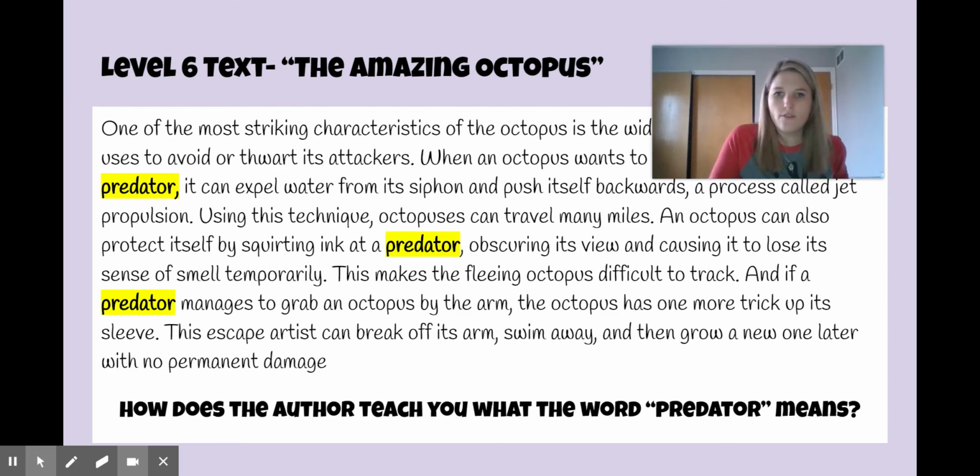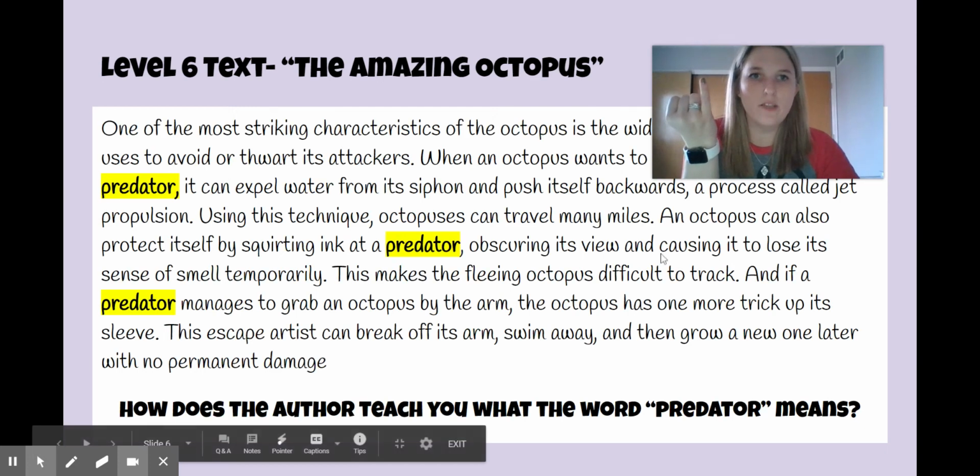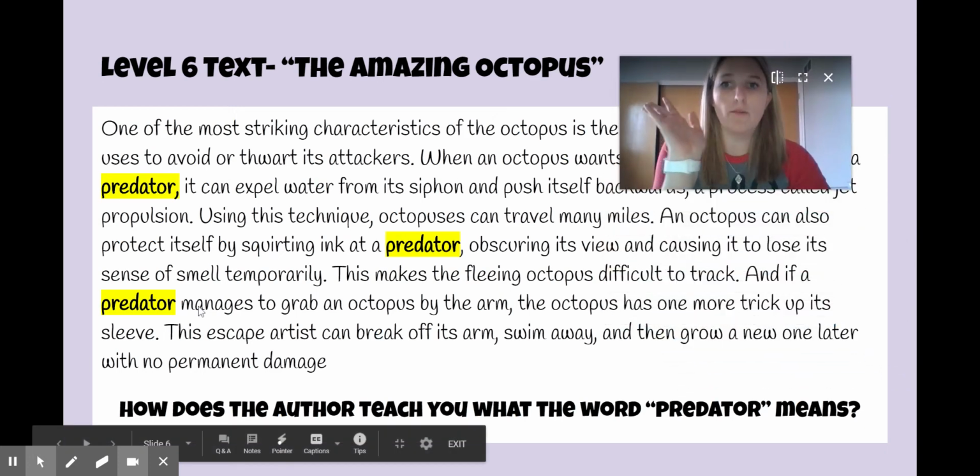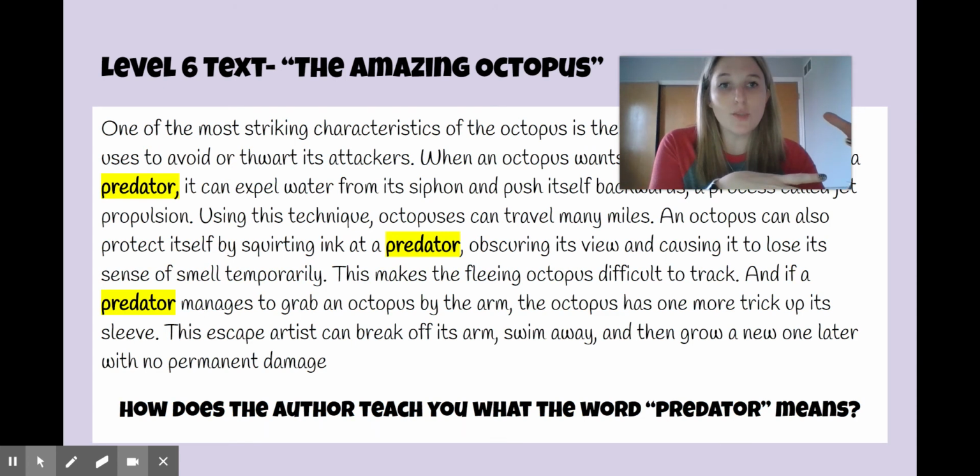So if we ask ourselves the same question, how does the author teach what the word predator means? It definitely isn't like level 2 where they come right out and say what it is, but even though this is a higher level text, it definitely seems like they're teaching it the same way as level 4. By looking around the word, we can see they're talking about defending itself again, to thwart off attackers. It basically means to get them away from them. They're talking about how they squirt ink to protect themselves from a predator, all these things.